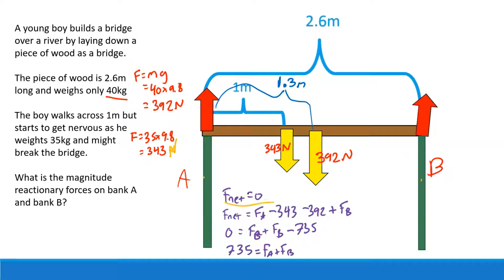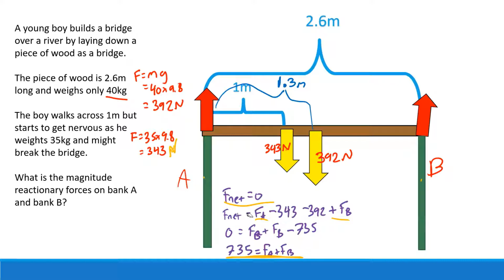We said if the net force is 0, then that means that the force of A and the force of B are going to push upwards, so they're going to be positive, whereas 343 and 392 are going downwards. And so we end up with this quick answer at the end, and that was as far as we got. We ended up with 735 newtons upwards as the force of A and B, but we didn't actually figure out what those individual forces were. That's what we're going to do today.